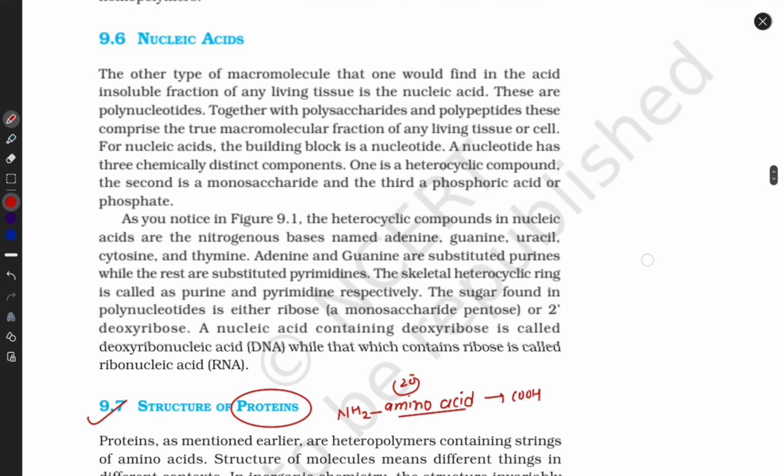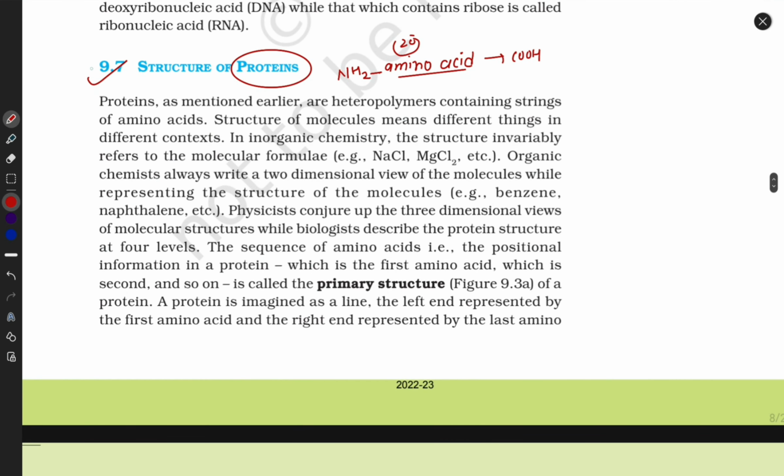Okay, now let's start. In structure of protein, according to their structure, protein is divided into 4 parts: primary structure, secondary structure, tertiary structure, quaternary structure. What is the primary structure? This amino acid binds with another amino acid, and this with another amino acid, and this with another. This is the linear chain guys. Look at here. This is the linear chain.